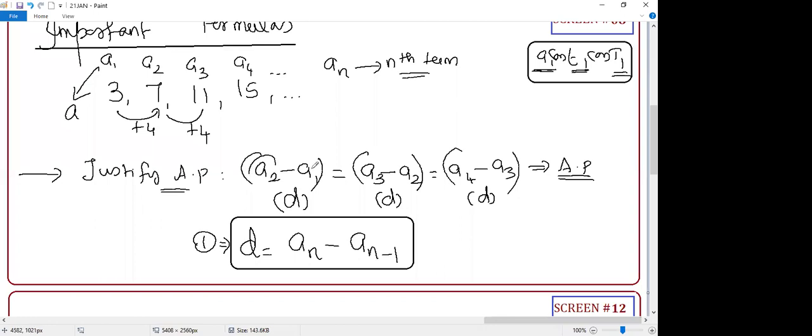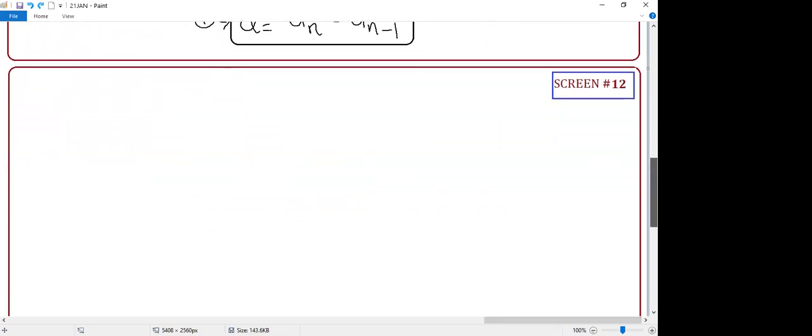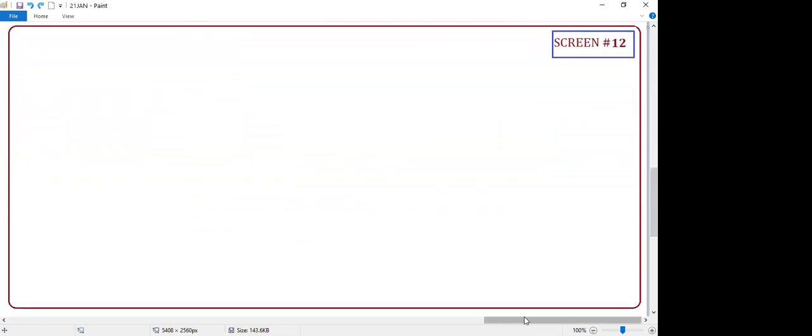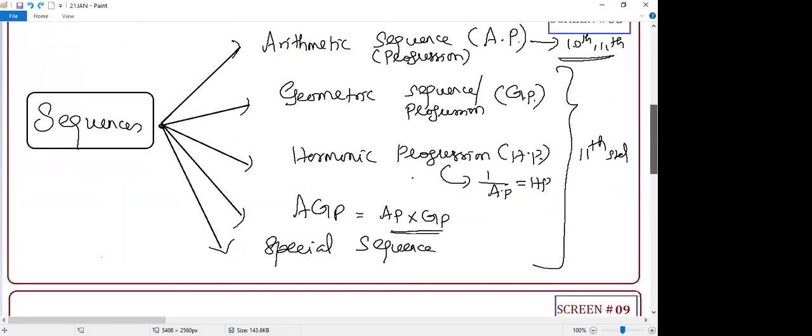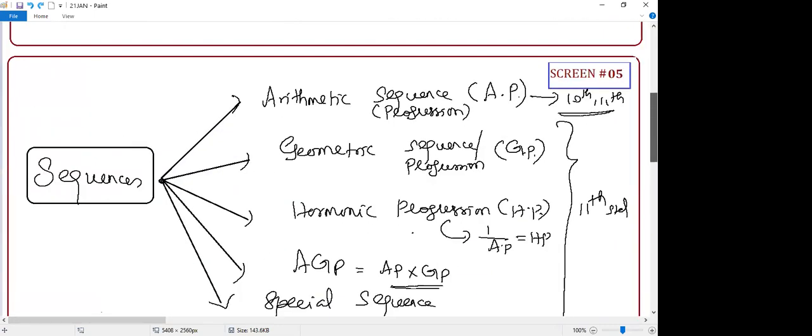D is A2 minus A1, A3 minus A2. So if you put 3 here, you put 2 here. 4 means 3, which means what? N means N minus 1. So any term minus its previous term. Clear or not? So don't think always second term minus first term. Any term minus its previous term is called as what? Common difference. D.